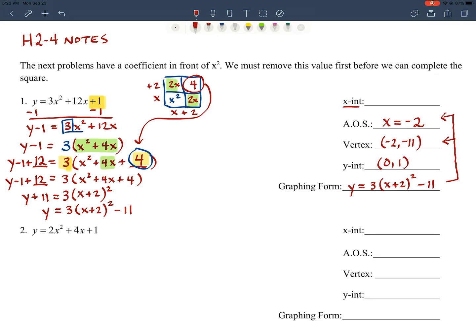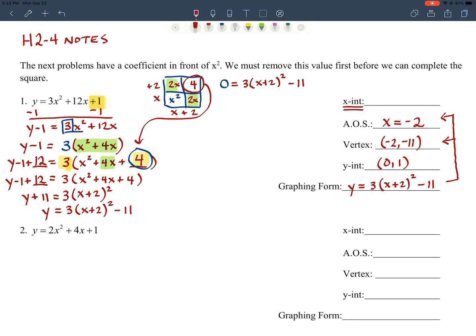And then the one that's a little bit more challenging at this point is finding the x-intercepts. So let's just use our graphing form to practice doing that here. We're going to put in 0 for our y. So 0 equals 3 times the quantity of x plus 2 squared minus 11. And now we're going to solve this for x.